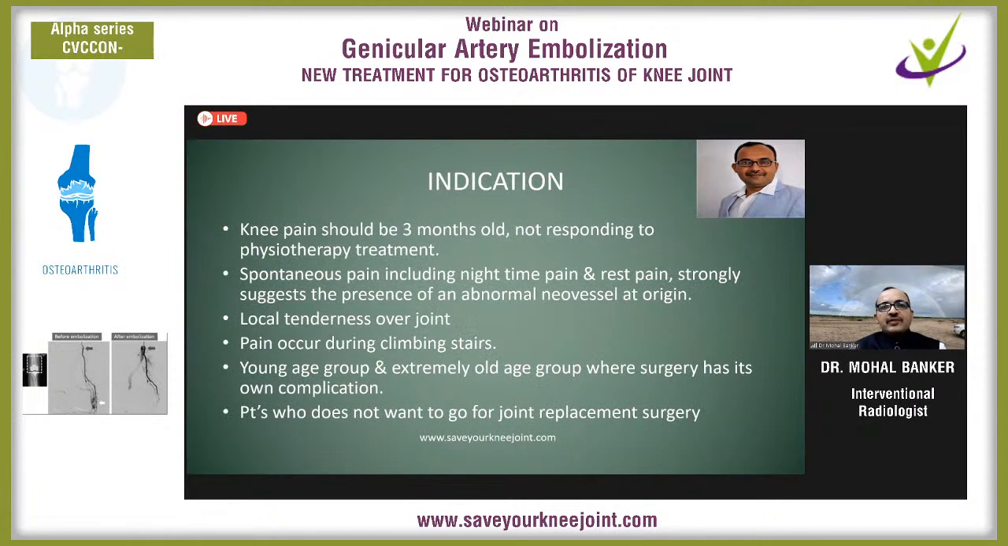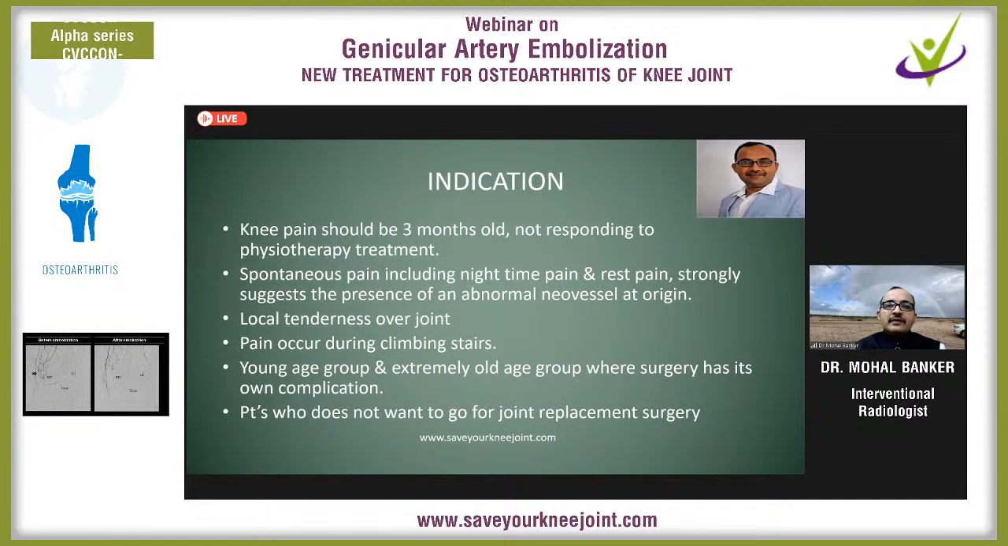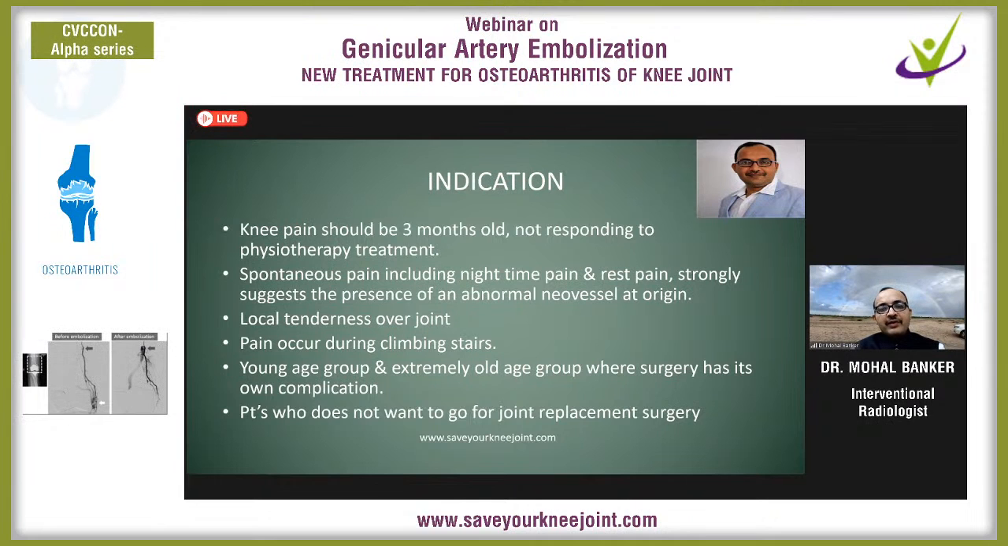So what are the indications for genicular artery embolization? Definitely, this should be done for chronic pain. The pain should be more than 3 months old, not responding to other non-operative treatment like physiotherapy and medicines. And spontaneous pain, including night pain and rest pain, are very good indicators for finding abnormal new vessels at the origin.